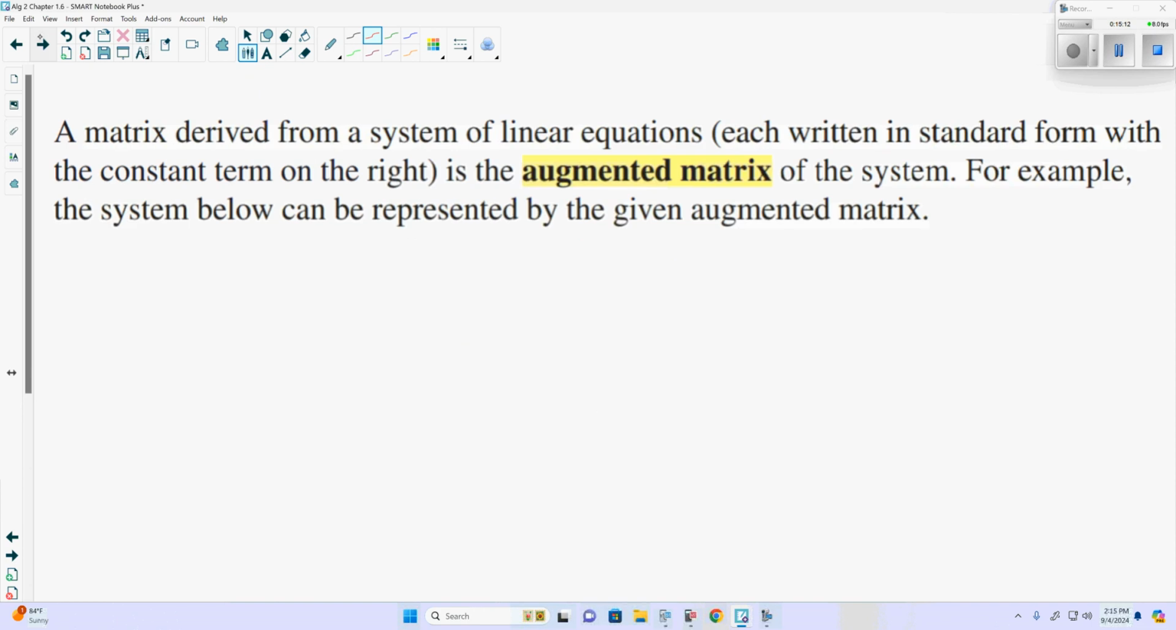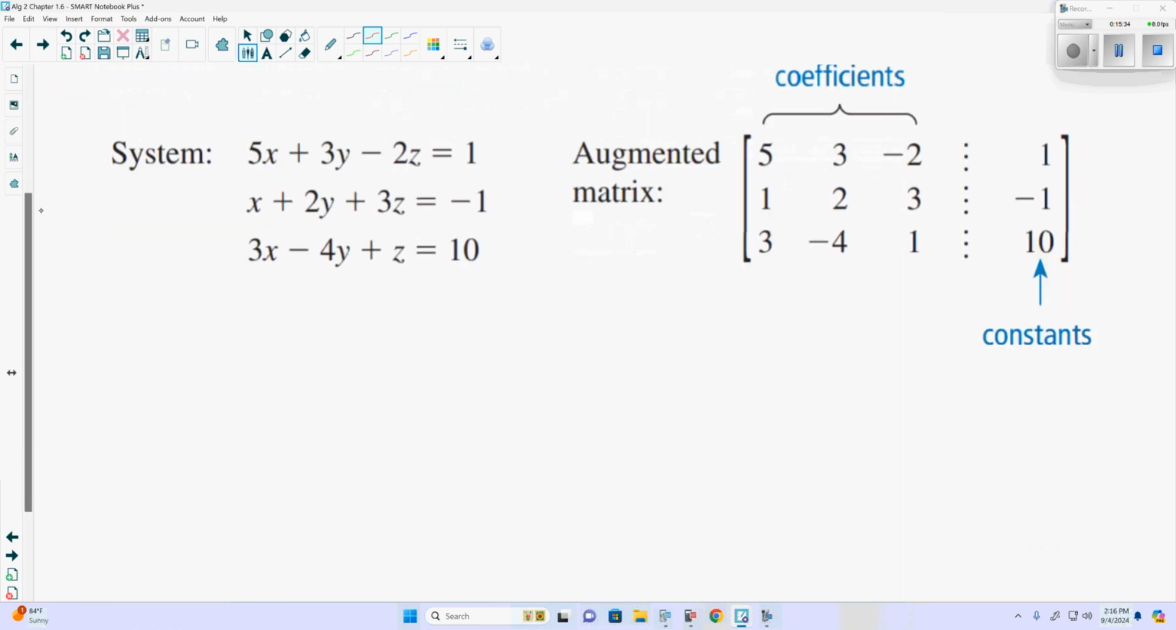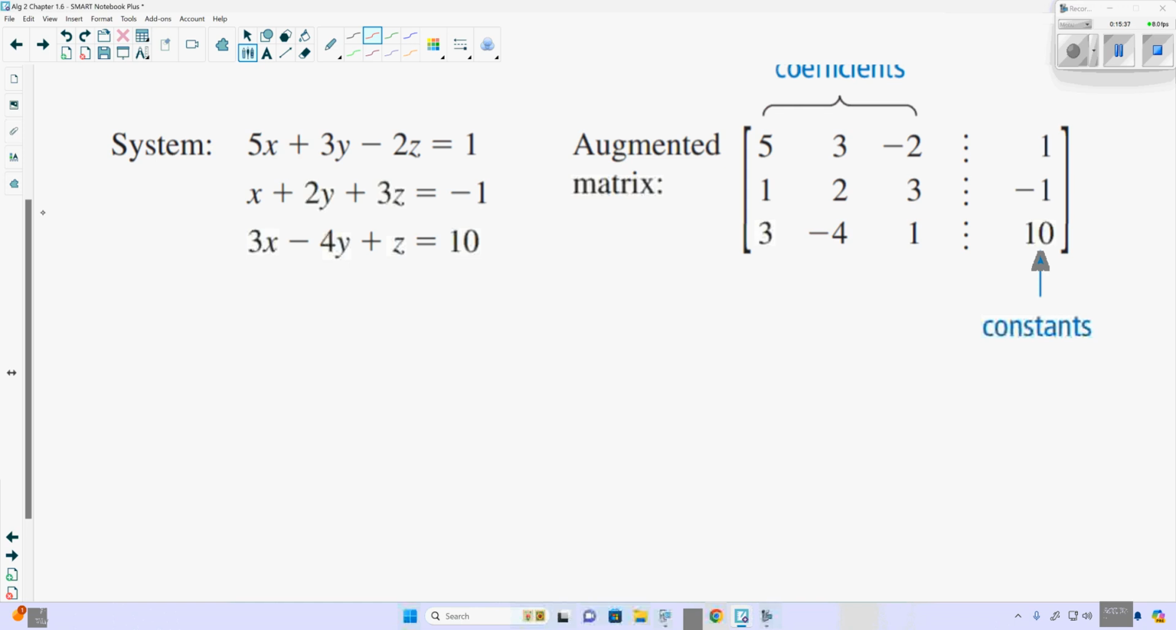Now, a matrix derived from a system of linear equations, each written in ordered form, so x, y, z on one side equals a number, is said to be an augmented matrix. So we're just going to take the numbers to write a matrix, okay? Now, you don't have to write this next part because it is not on your note sheets, and that's fine. Now, if we look at the system of three variable linear equations we have right there, we have x first, y second, z third equals number, yes?